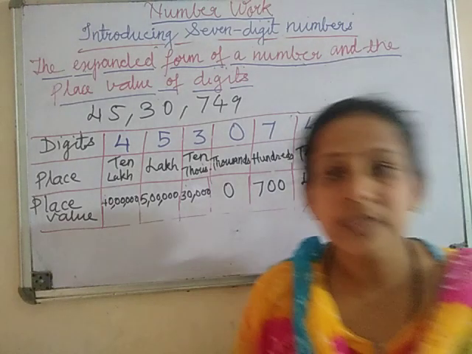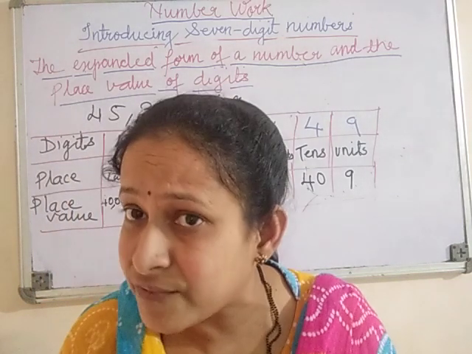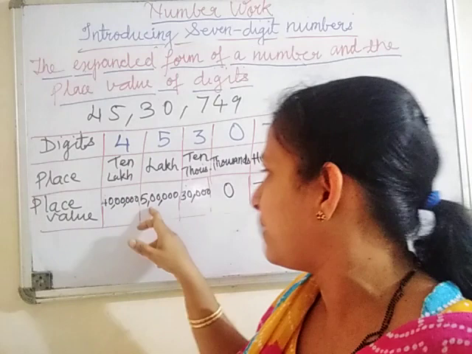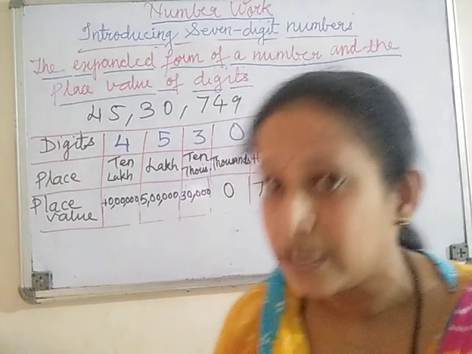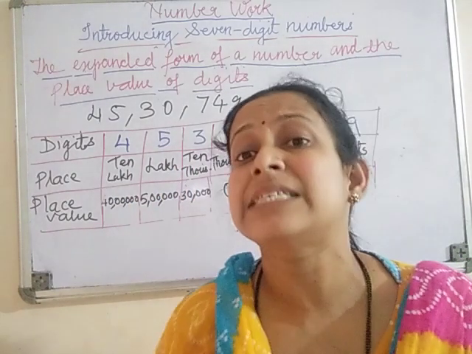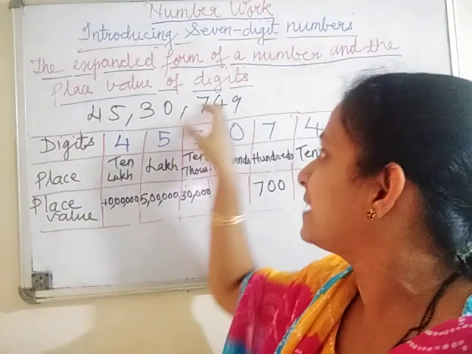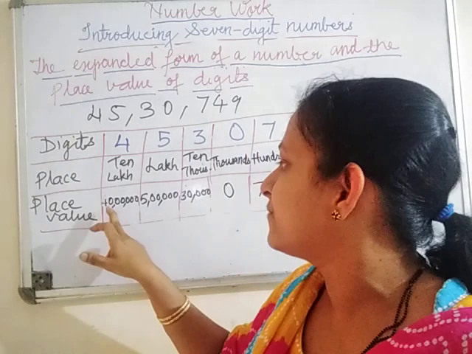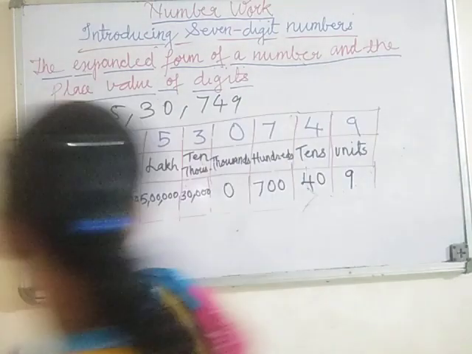Now whenever you are asked to write the expanded form of any given number, what are you supposed to write? You are supposed to write the place values of each digit in the number by remembering their place names. So if I have to write it in an expanded form, I will have to go on adding all these numbers. I will show you how to write it now.